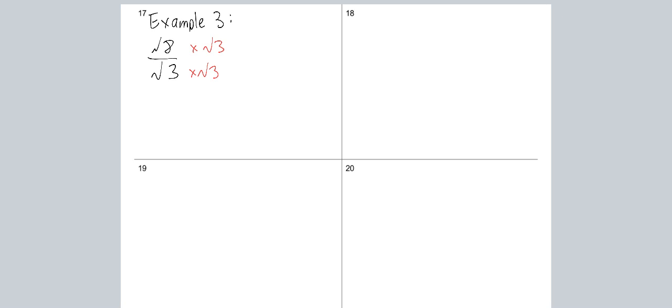That gets me the square root of 24 over 3. Okay, so I multiply the numbers inside the square roots here. And yes, root 24 can be simplified because 4 goes into it. So I'll do it in 2 steps. You can do it in your head in 1. So that's root 4 times root 6 over 3, which is equal to 2 root 6 over 3.